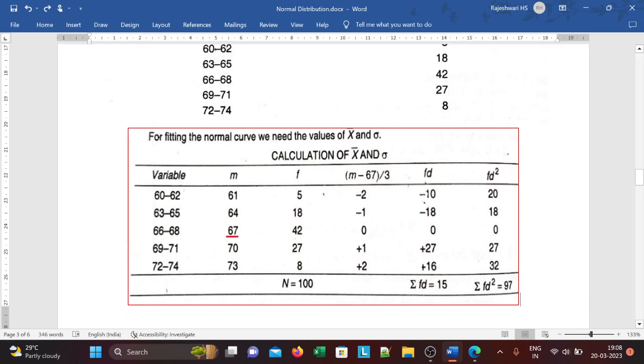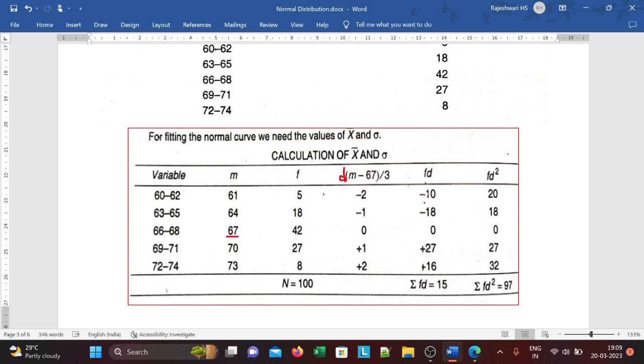I'll consider 67 as my assumed mean. So the d values are what we need to find out. The formula for the d value is m minus the assumed mean 67, divided by c. Here, for the class interval 60 to 62, the m value is 61, so 61 minus 67 divided by class interval 3. So it is minus 2, minus 1, 0, plus 1, plus 2.